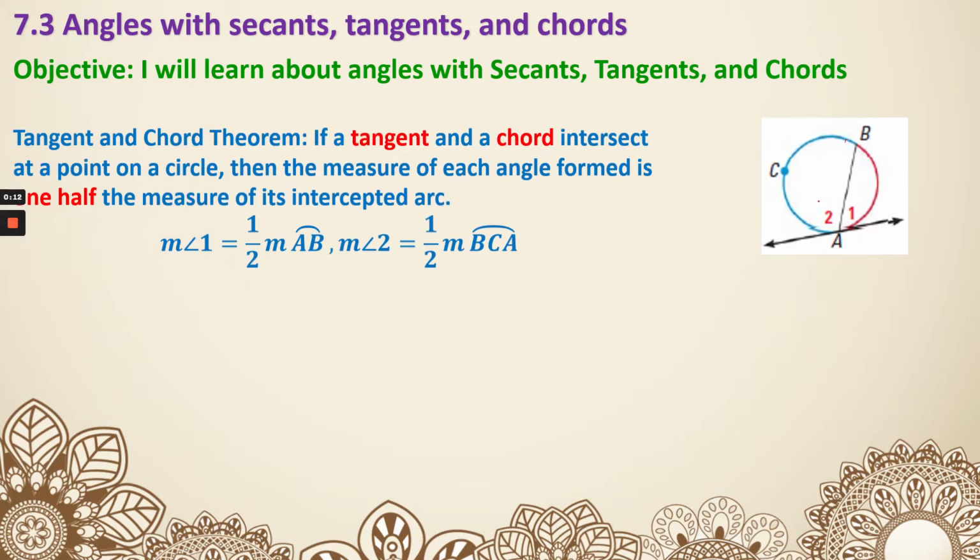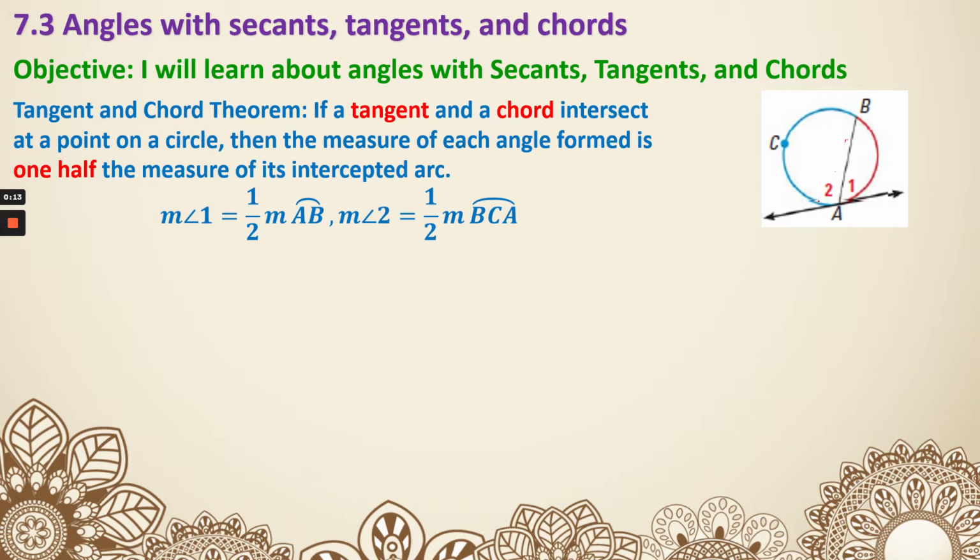So first, the tangent and chord theorem. This one is saying if we have a tangent line, right here, we're going to have this point of tangency. We're going to make a chord from this point of tangency. After we have that, we're going to cut this circle into two different arcs. And there's some kind of relationship between the angles formed by the chord and the tangent line and these arcs.